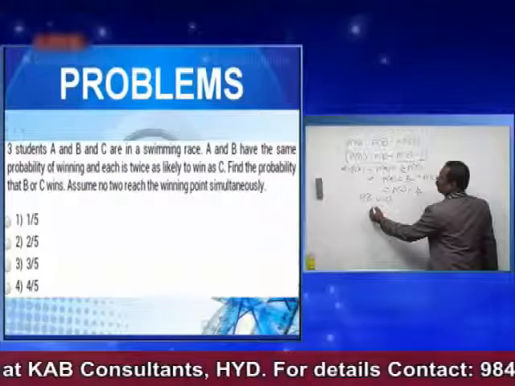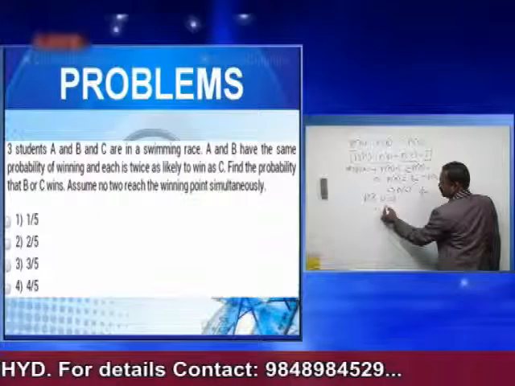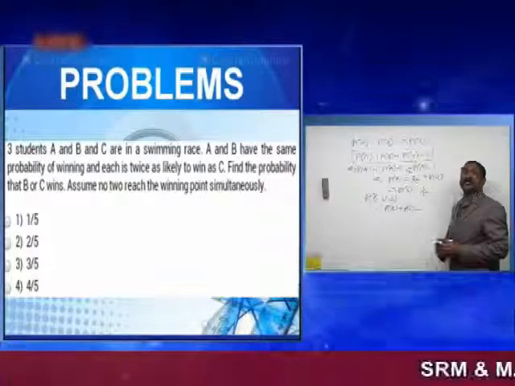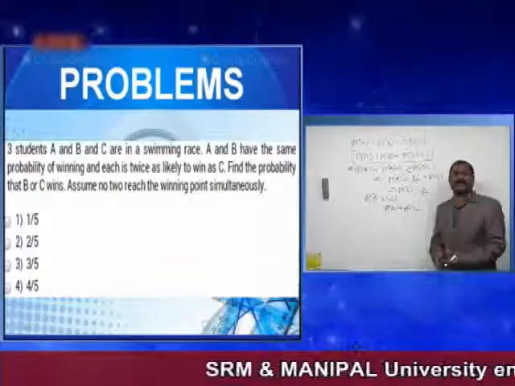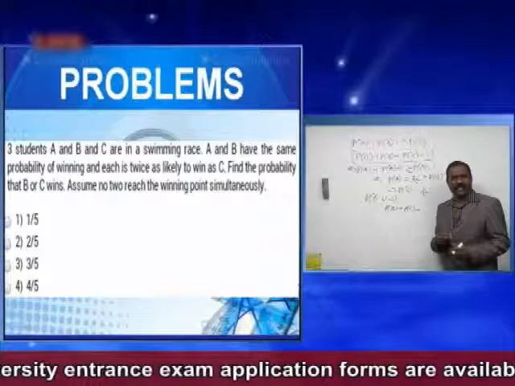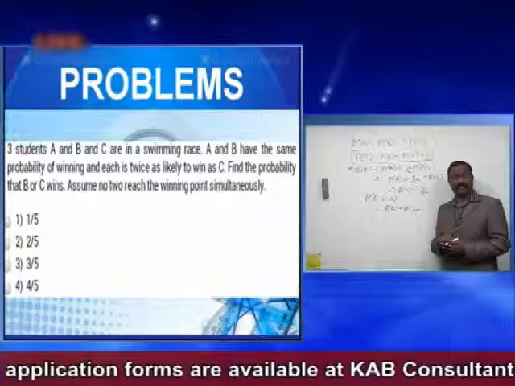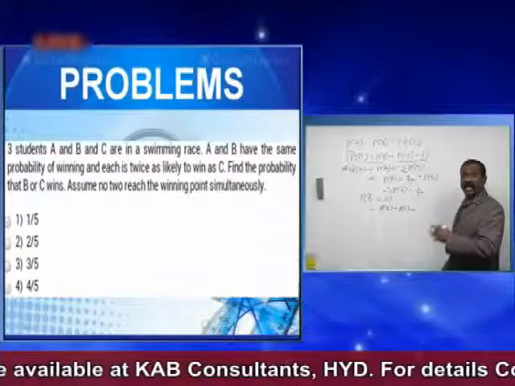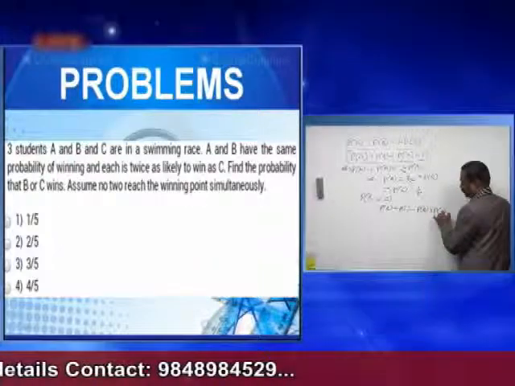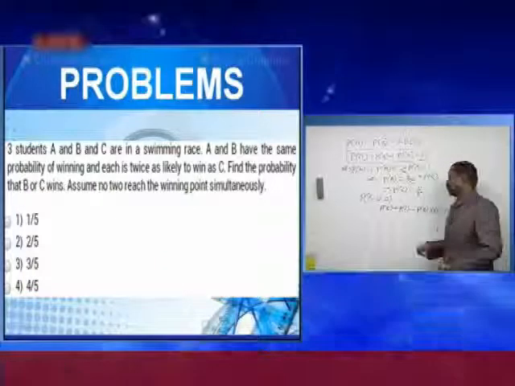So P(B union C) is nothing but P(B) plus P(C) minus P(B intersection C). Their winning depends on their capacity. They are independent events only. B's swimming does not depend on C's swimming, and C's swimming does not depend on B's swimming. So they are independent events only. You have to write P(B) into P(C). You got all the values, substitute, and get the answer.